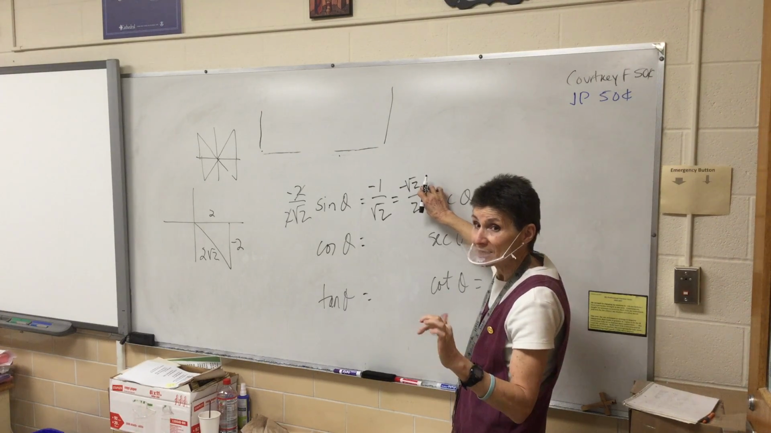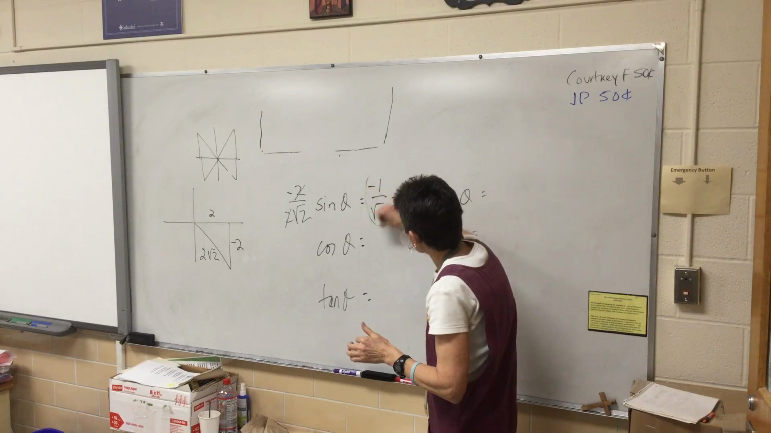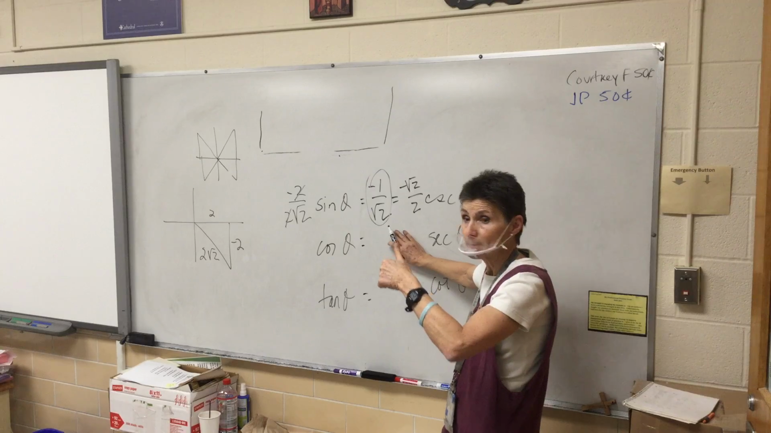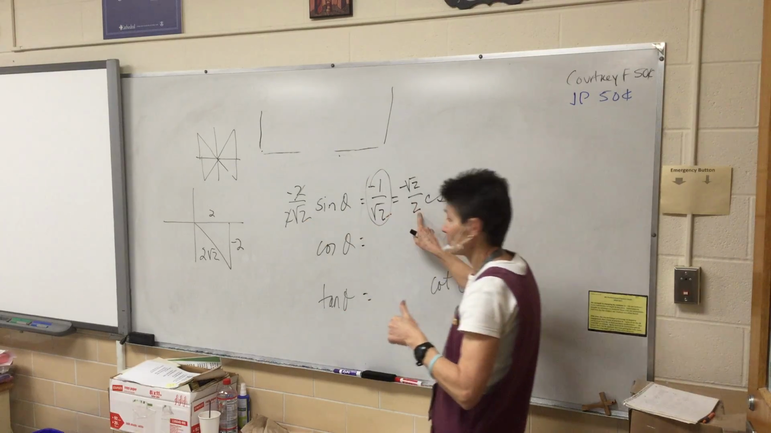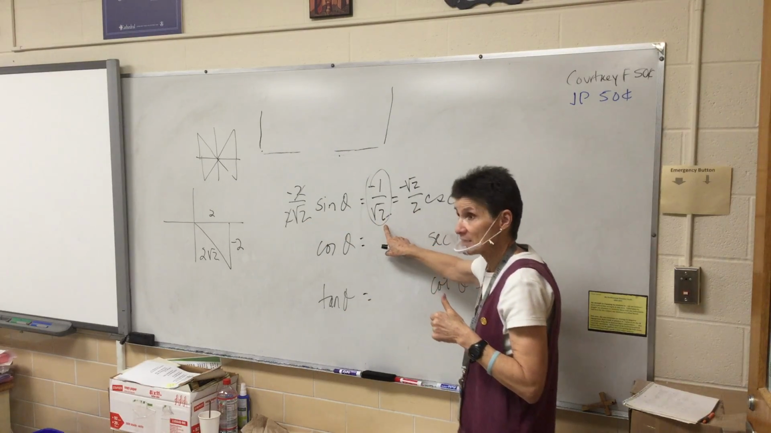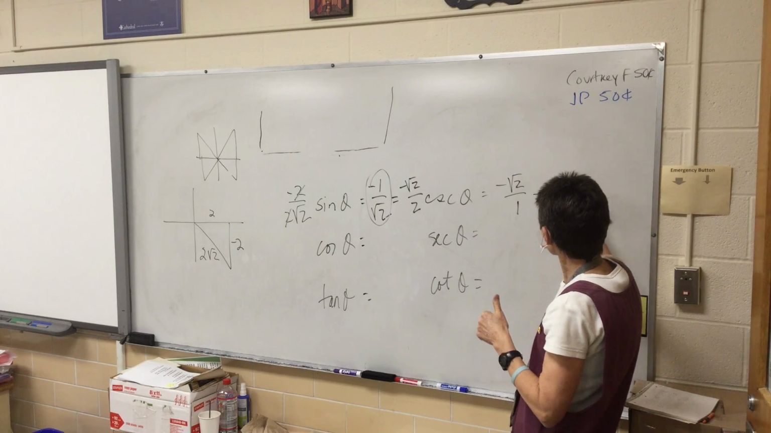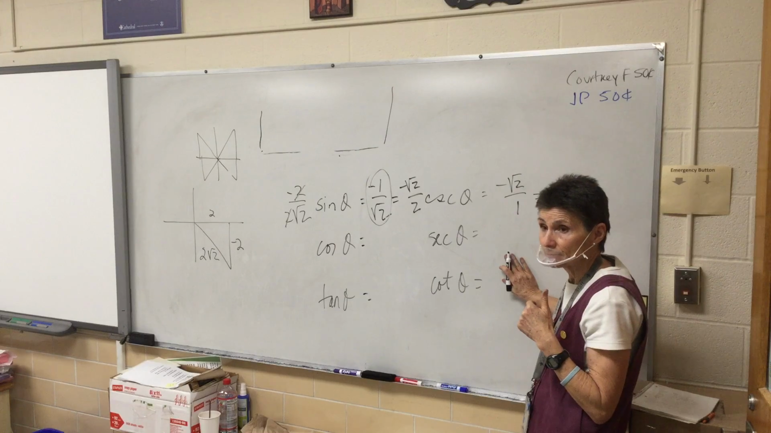When I do my cosecant, I'm going to flip it right here. Does that make sense to you, that that would be the best place to flip it? I could flip that, that, or that. This would be the easiest for me. Negative root 2 over 1 is my cosecant.